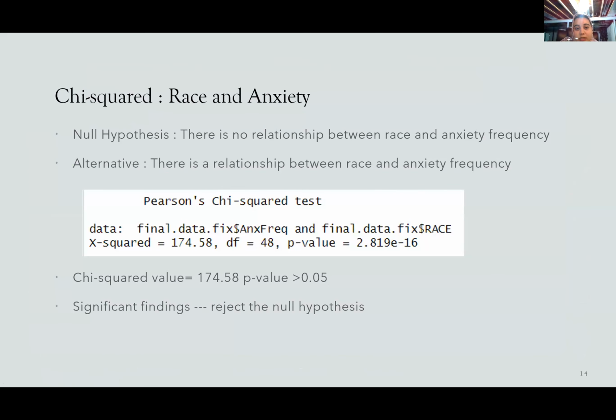My null hypothesis is that there's no relation, and the alternate hypothesis is that there is some relation between race and anxiety frequency. Doing our chi-squared test, our chi-squared value was around 200, 174.58. The p-value here was quite small, much smaller than 0.05. So we can conclude that our findings were significant, and we can reject the null hypothesis and conclude that there is a difference in anxiety frequency by race.